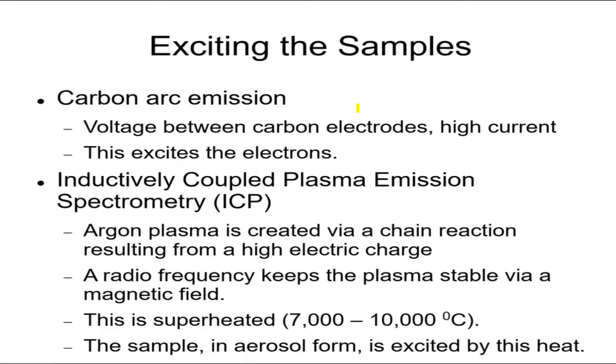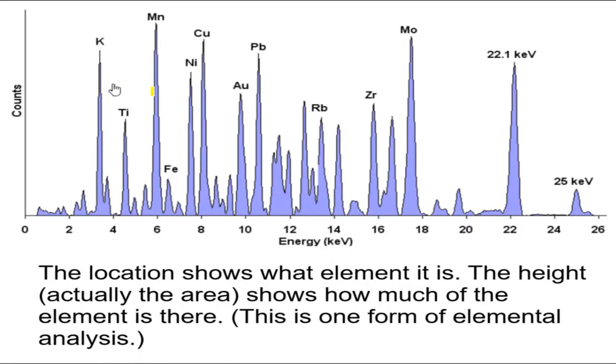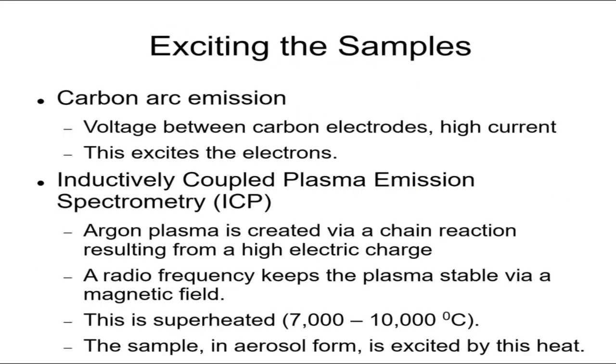Other ways of exciting the samples are not with light. They're with electricity or even heat. The carbon arc emission is done with electricity. You put a voltage between carbon electrodes, put your sample in between them, you put a high current in them, you'll excite the electrons, and you're going to see what light is emitted. And by the light that's emitted, we know what the element is. Or even if there are several elements, we know exactly what those several elements are.